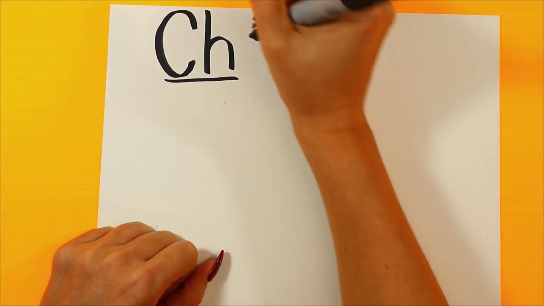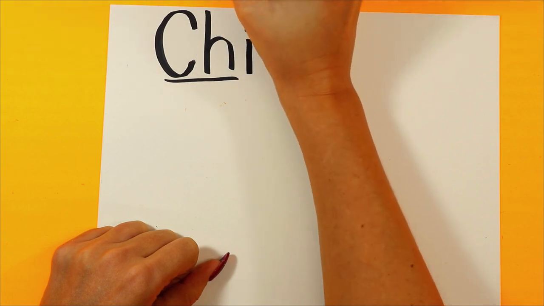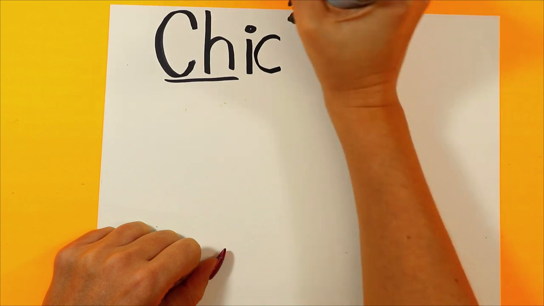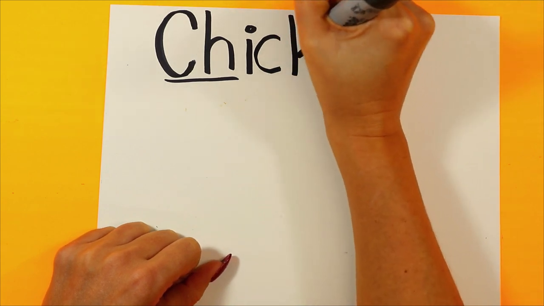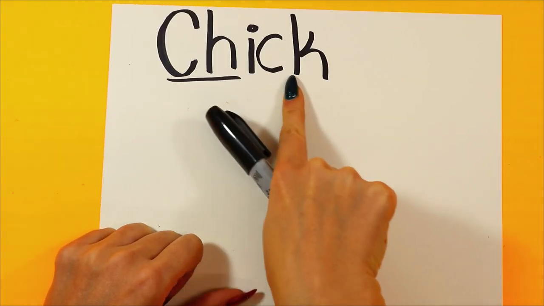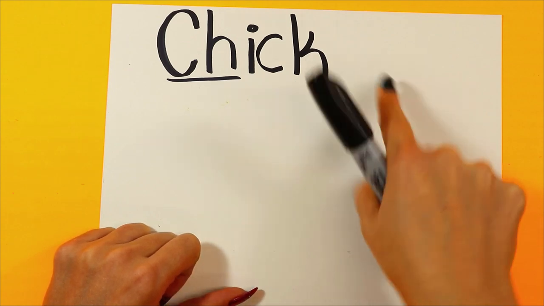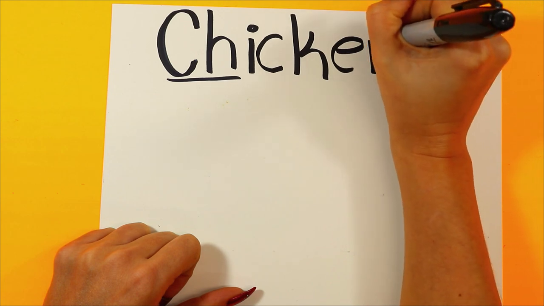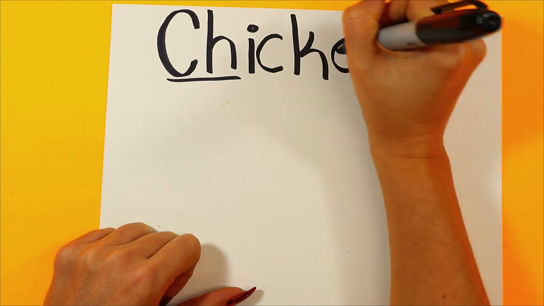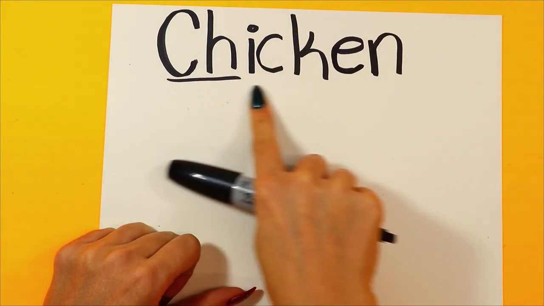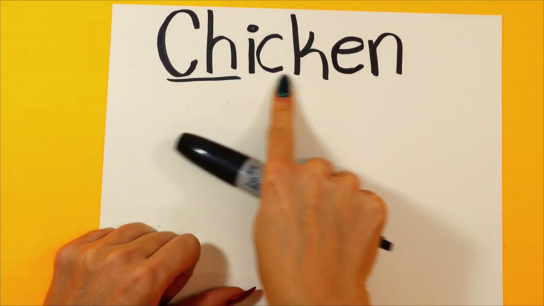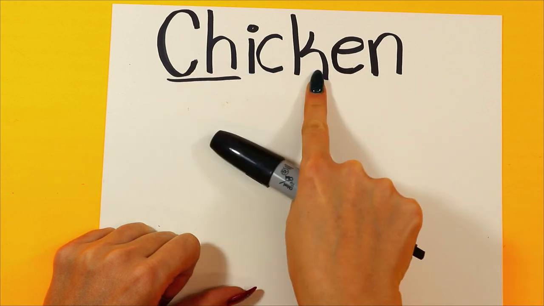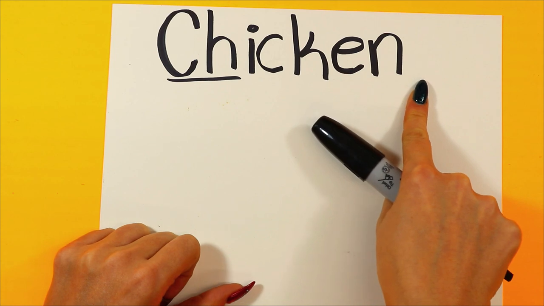Now I hear ch, i, k. We have a C, k, k sound. Ch, i, k, k, ends with E, N. Chicken. Chick, N, chicken.